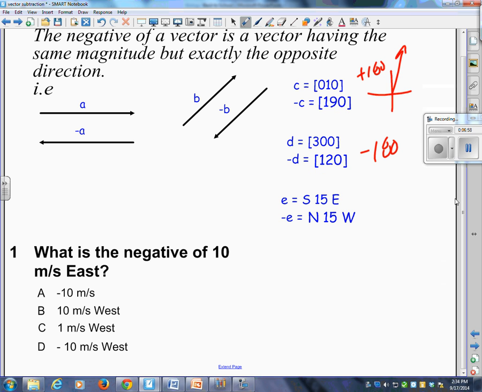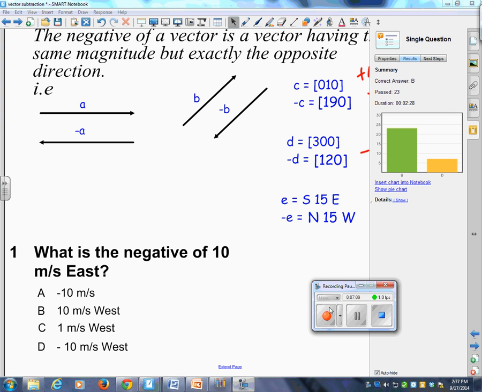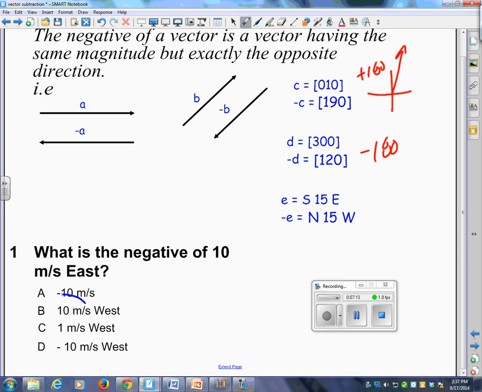Go get a clicker. B. Bit of a trick question, right? Bit of a trick question.